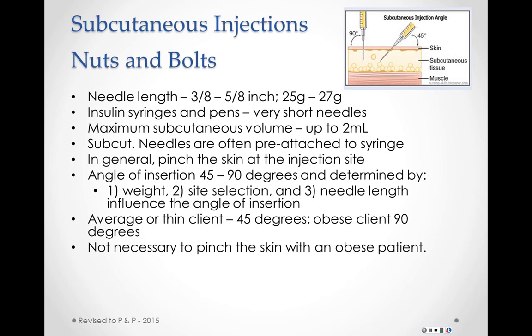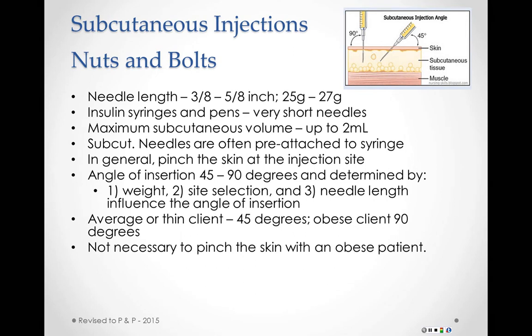Subcutaneous needles are often pre-attached to the syringe, such as in the case of insulin syringes and some anticoagulants. In general, the nurse pinches the tissue at the injection site in order to elevate the subcutaneous layer. The angle of insertion for subcutaneous injections is either 45 or 90 degrees. The nurse factors in the patient's weight, the site selection, and the needle length when deciding whether to inject the needle at a 45 versus a 90-degree angle.